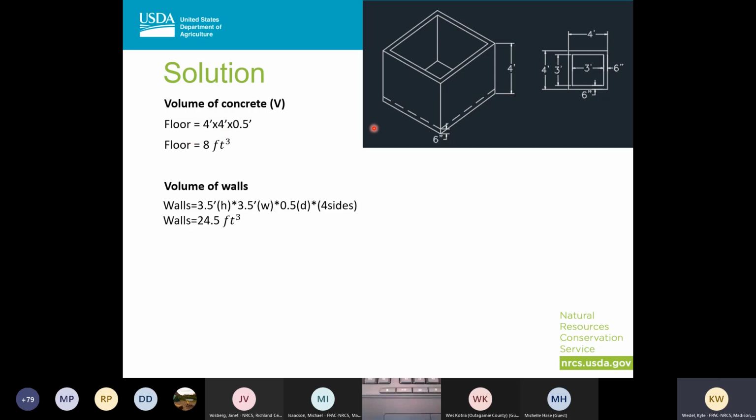Then I'm going to find the volume of my walls. I already calculated the bottom 6 inches, so the walls are 3.5 feet high and 3.5 feet wide, and 6 inches thick. There are 4 sides, so I multiply that by 4 sides, and I get 24.5 cubic feet. Then I add those two numbers together and come up with 32.5 cubic feet.